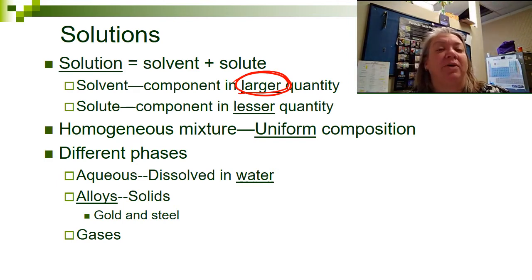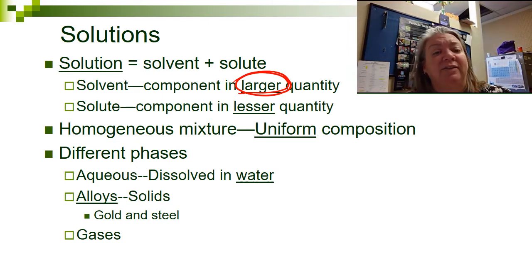Solute is the component in lesser quantity. So let's say you were going to make up some Kool-Aid. The part that's in biggest quantity, well, that's water. And then in that case, you actually add two different solutes. You add your Kool-Aid packet, and then you also add your sugar. So you have two solutes there.